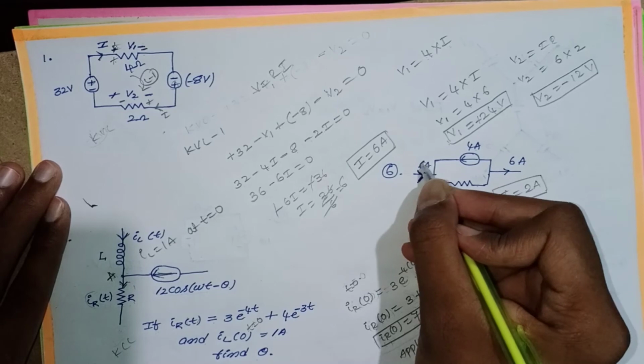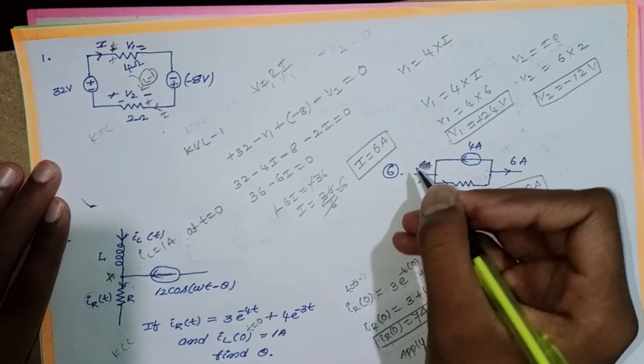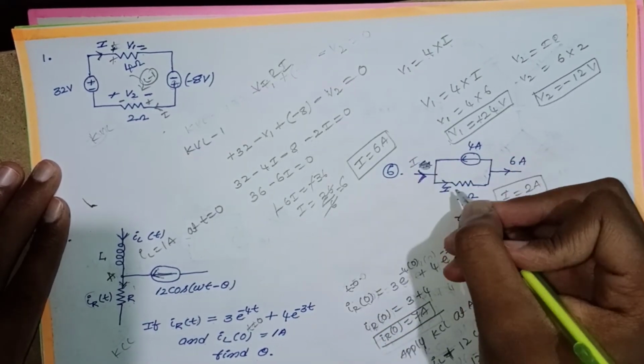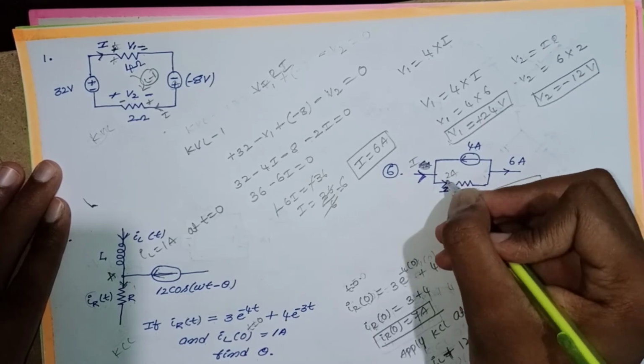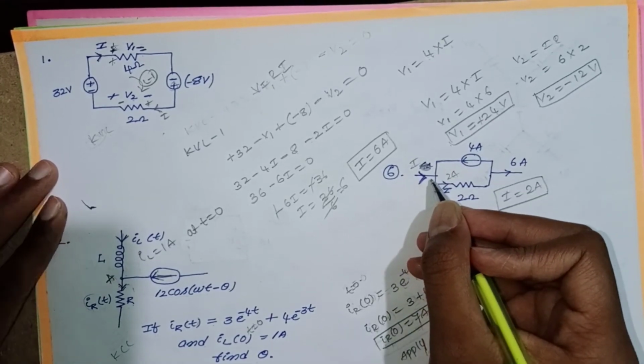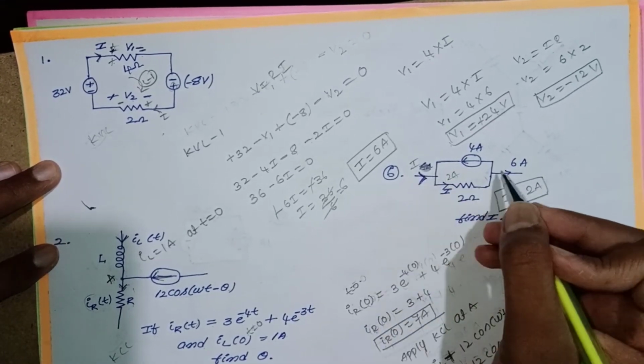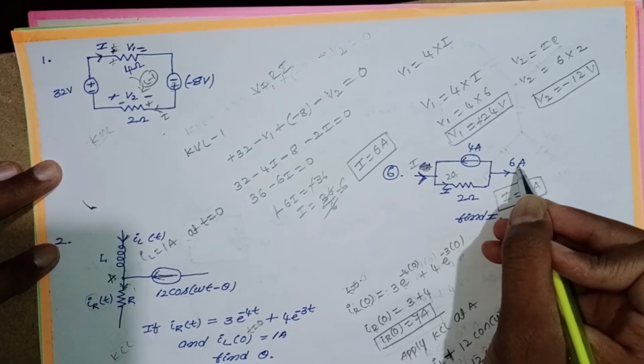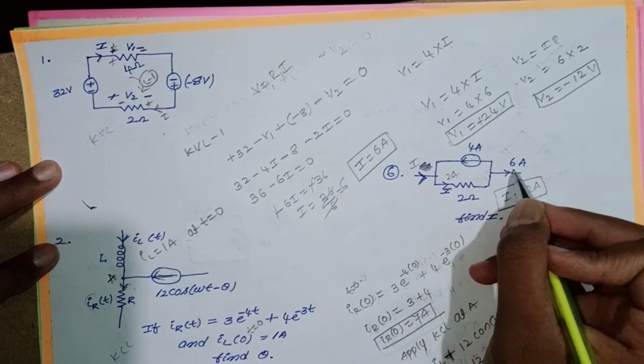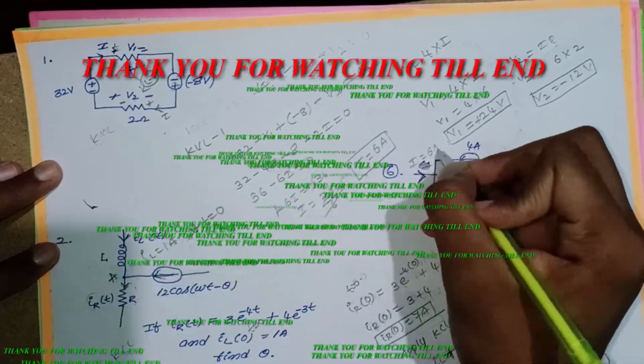I will cut the 6 ampere and find out I. This is I is equal to 2 ampere. This is very simple. Entering the node is equal to leaving the node. But don't solve this question by putting in 6 ampere. I is 2 ampere, this is the correct answer for this question.